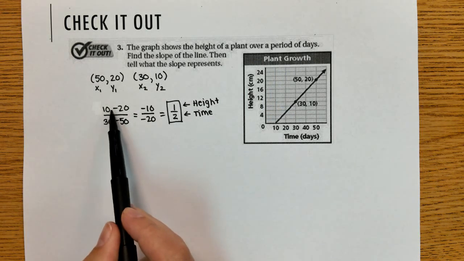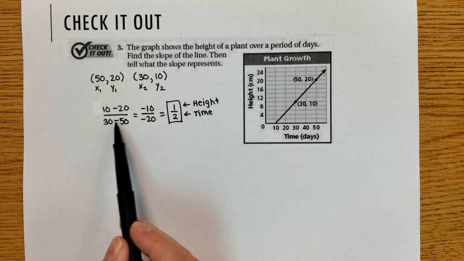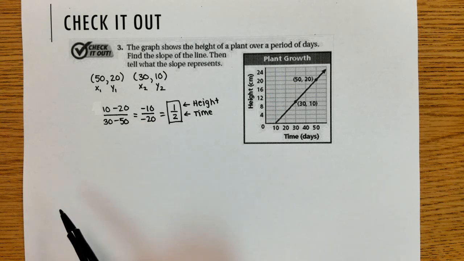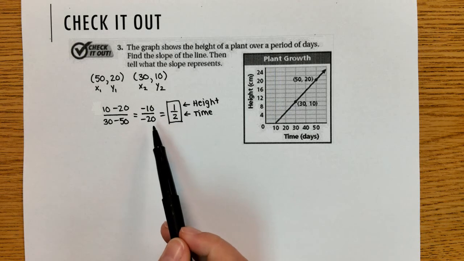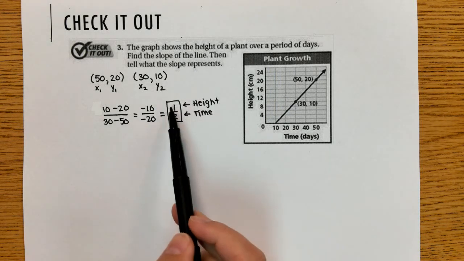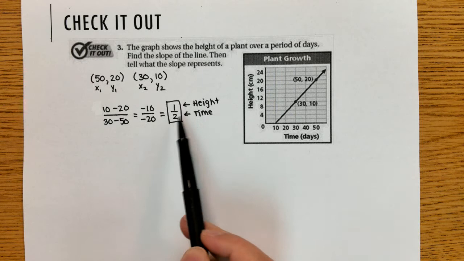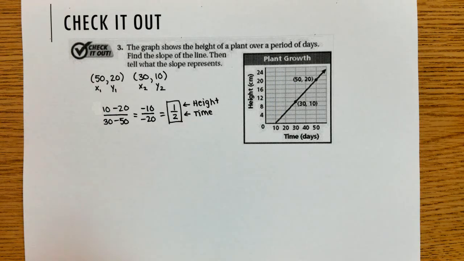So 10 minus 20 gives us negative 10. 30 minus 50 gives us negative 20. A negative divided by a negative is a positive, and then 10 over 20 simplifies to 1/2. The change up top represents the height. The change in the bottom represents the time.